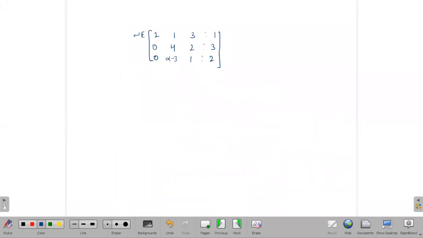So this is again first row, second row, and third row. Again, you have to make this element a pivot element. Again, you have to take the maximum of 4 and then alpha minus 3. Sorry, you have to take the ratio.